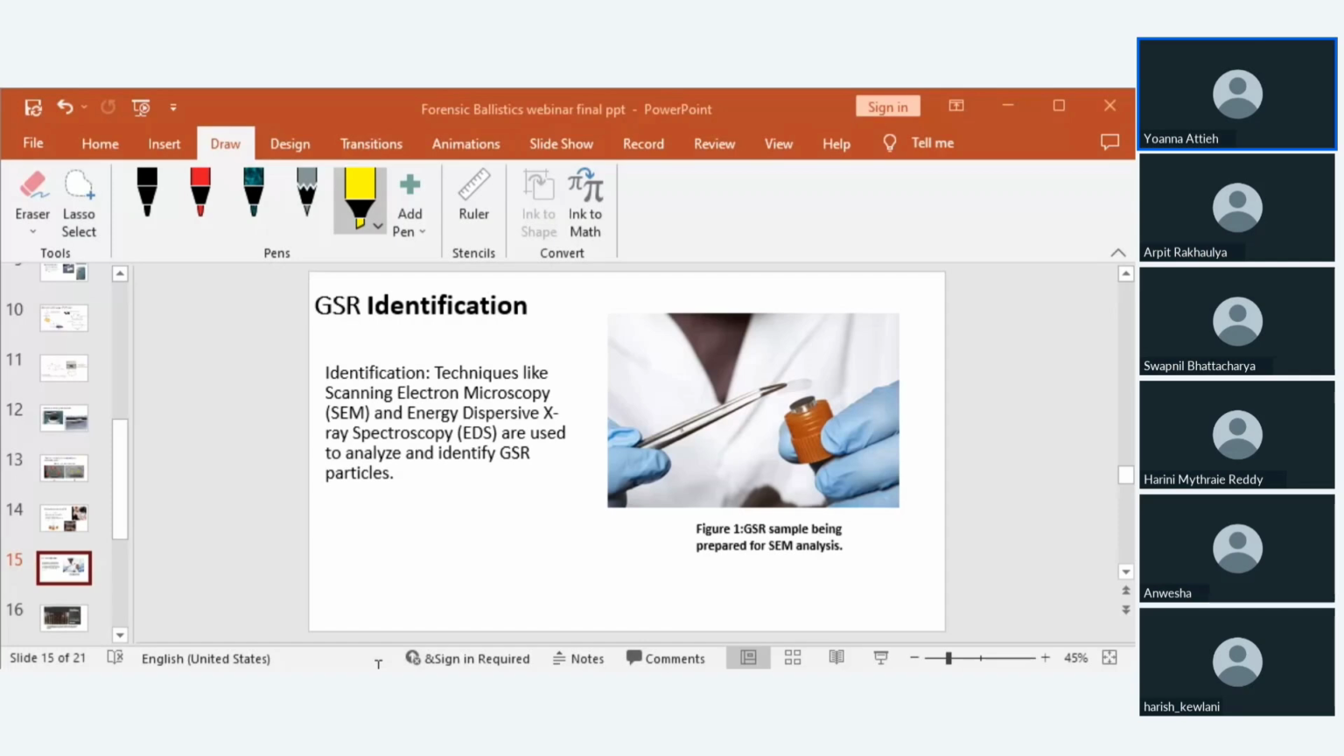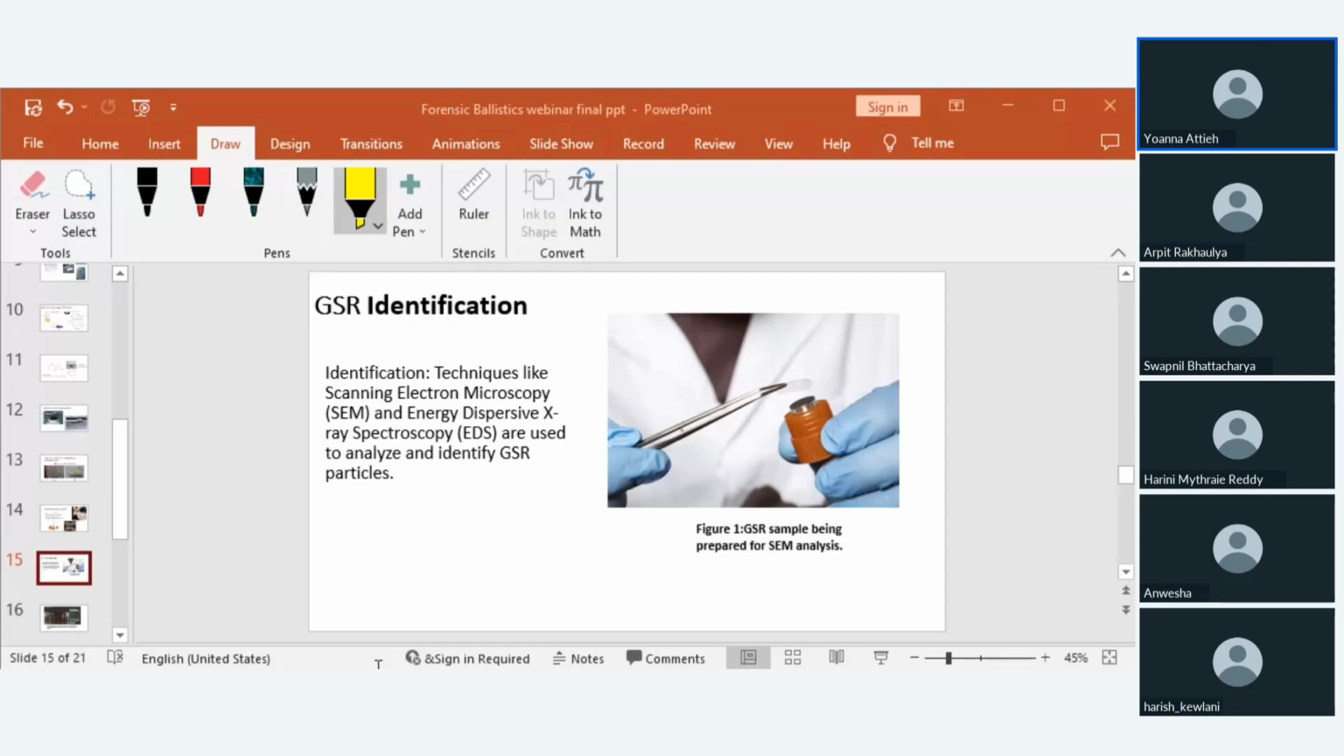We have the colorimetric test. These early methods were used, but are less reliable due to contamination from the environment. We have the neutron activation analysis, which detects antimony and barium, but requires a nuclear reactor, as we mentioned before. We have the atomic absorption spectroscopy, which is the AAS. It detects lead, barium, and antimony in trace amounts.